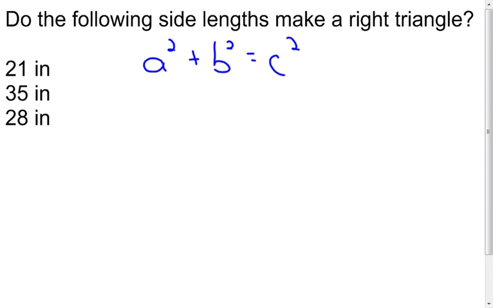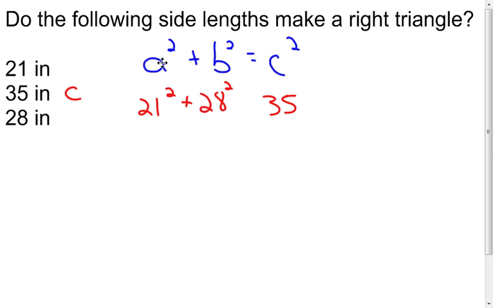Now it's very important that you make sure that you put the largest number in for c. So in this case it's 35. Sometimes we'll get confused because we'll just go through and we'll say a, b, c just because it's that order. But remember, the largest number always has to be the hypotenuse. And then the other two, it doesn't really matter. I usually like to put them in a numerical order, so I'm going to put 21 in for a, I'm going to put 28 in for b, and then really this is what we're doing.